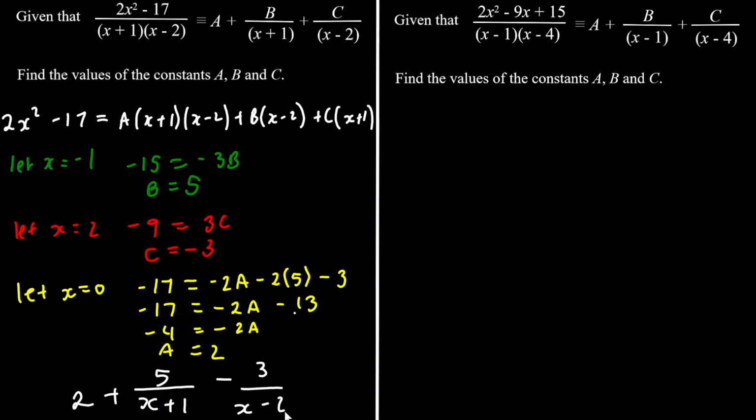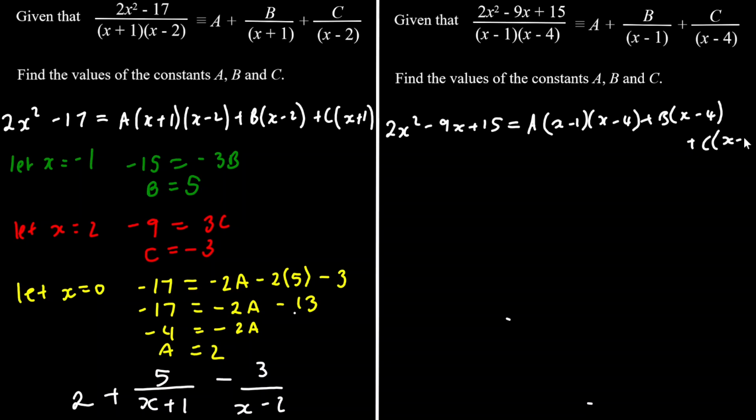One for you to try. Pause the video, give it a go. So let's just multiply through by the denominator, which will give us 2x squared minus 9x plus 15 equals a times x minus 1 times x minus 4 plus b times x minus 4 plus c times x minus 1.